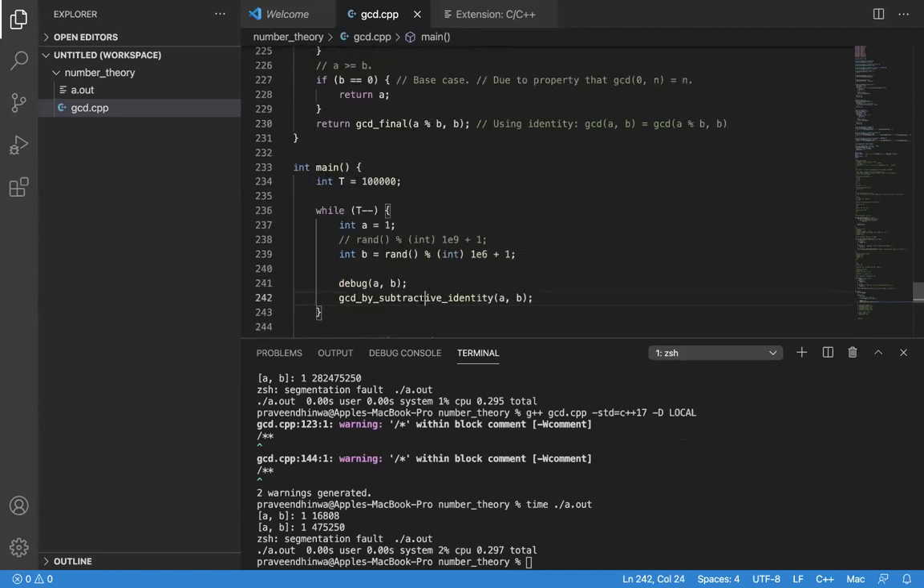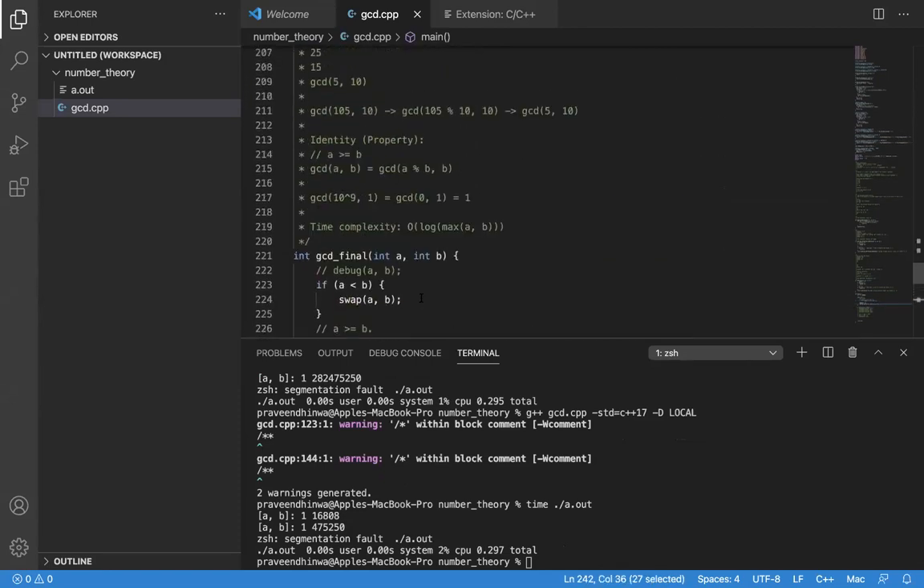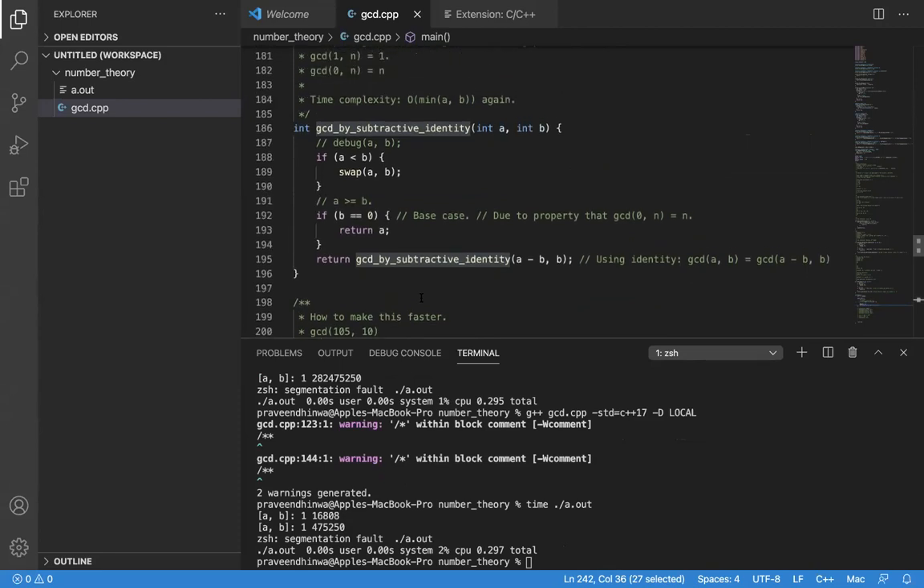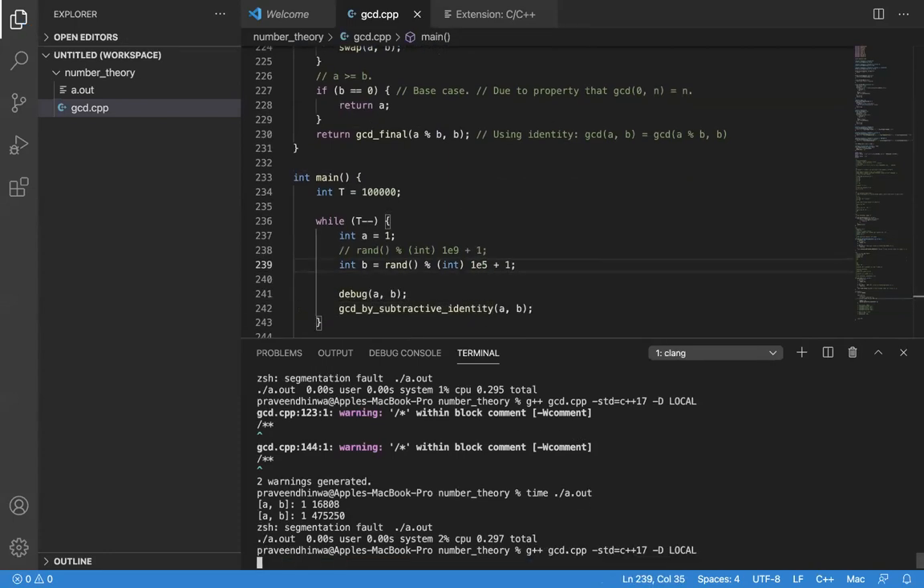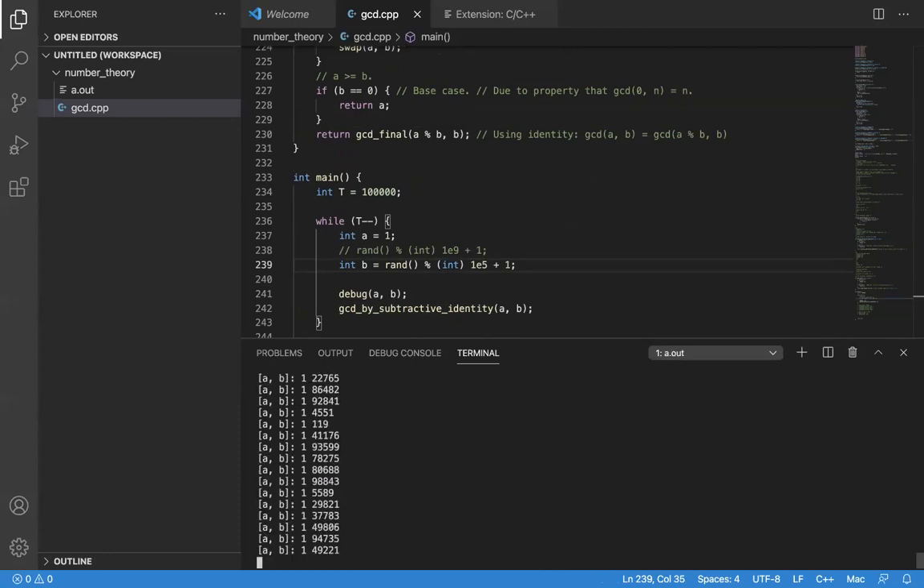So most likely this segmentation fault could be due to the fact that we are going into recursion 10 power 9 times. It will blow up your stack, because this function is a recursive function. So it's going deep into the stack. So let's try with this very small number and see whether this one works fine. Yeah, this one works fine.